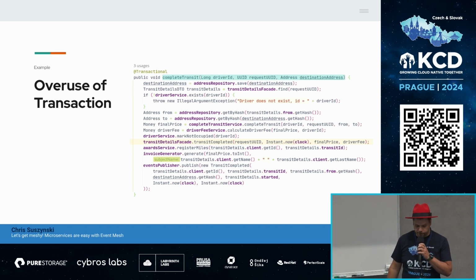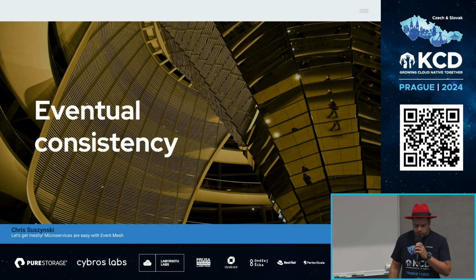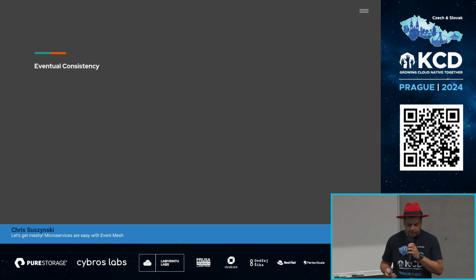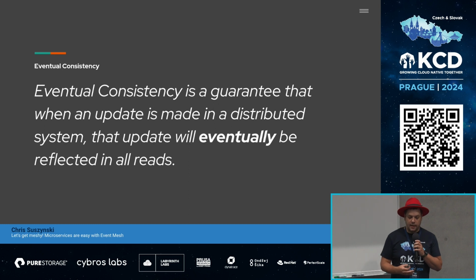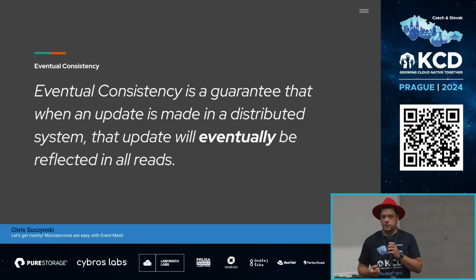The transit was completed. So this is actually the concept of eventual consistency, how we could apply it here. And what does it mean? Well, eventual consistency is a guarantee that when an update is made to a distributed system, that update will eventually be reflected in all reads, right? So it's obvious.